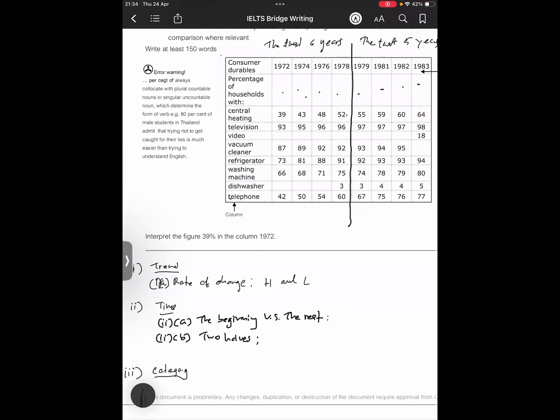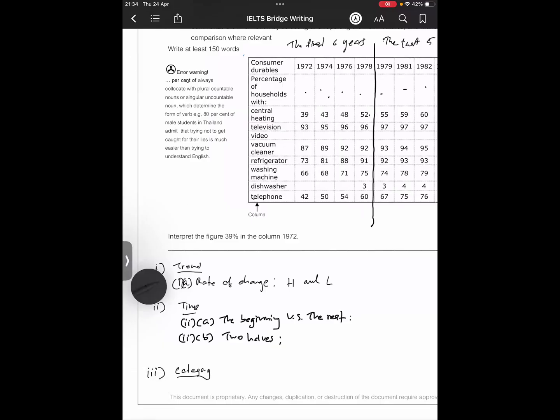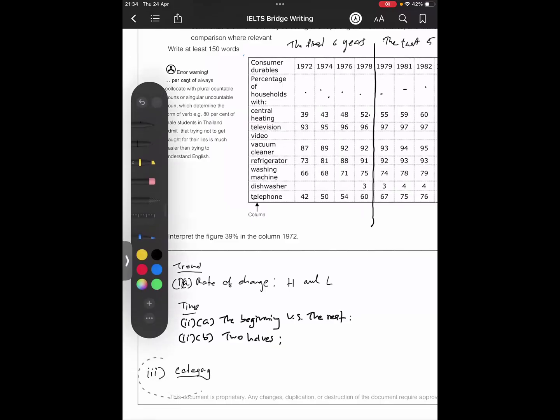Next is category. Okay, category. And like the other two strategies, we can have two subdivisions here. So 3A, for example, is predefined, and B is user defined.